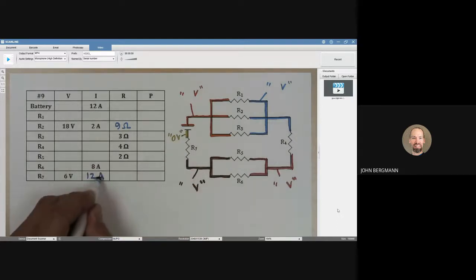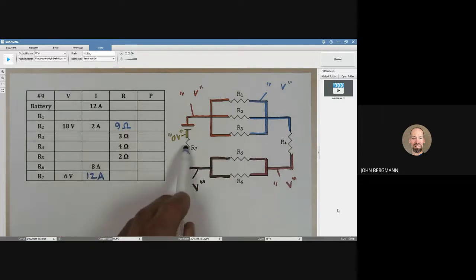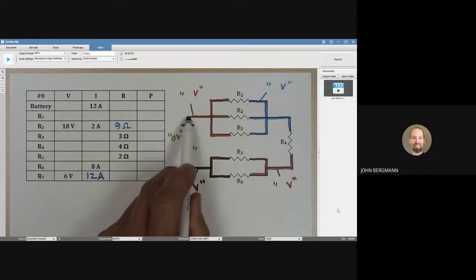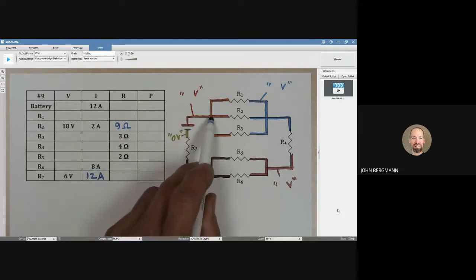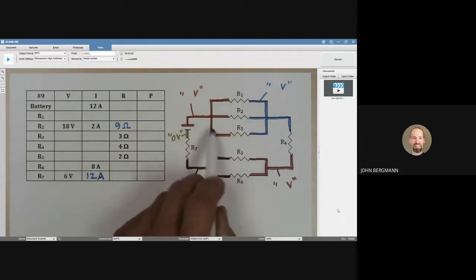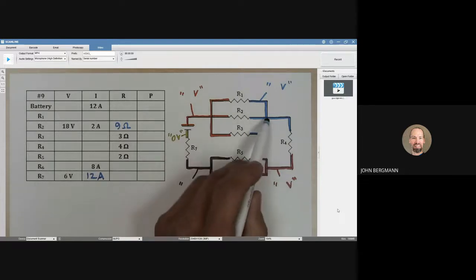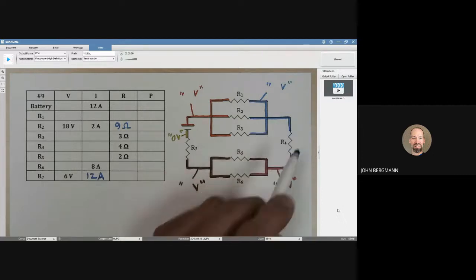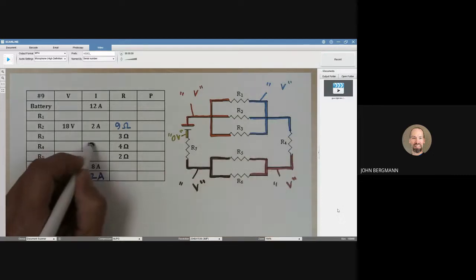Isn't that right? And furthermore, check out this logic. 12 amps going through resistor 7, 12 amps going through the battery. Now it gets here. Now it splits 3 ways. Some amount, some amount, some amount. Who cares? But what happens right there? Don't they come back together? 12 amps, boom. Through resistor 4, it's got to be 12 amps.